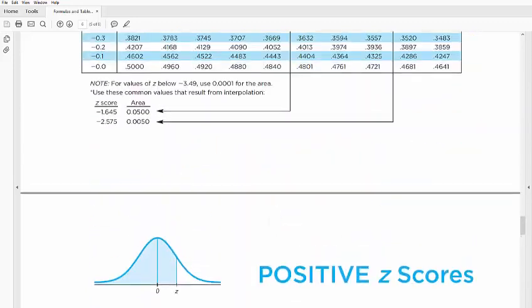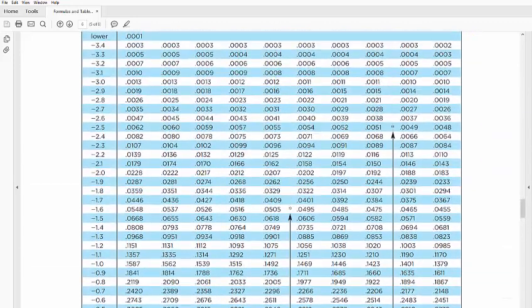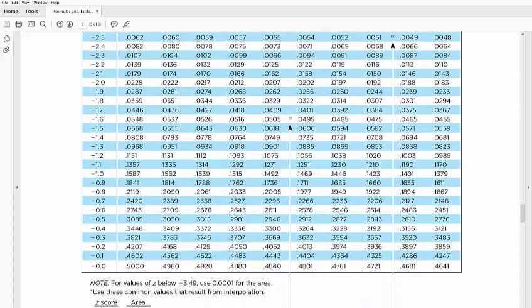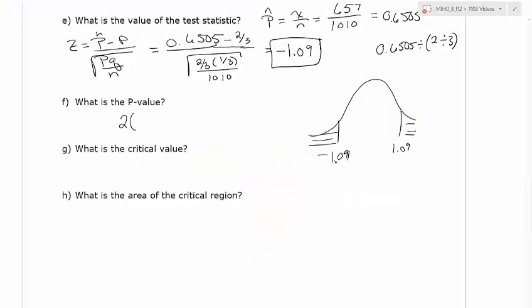So we need the negative side of the table, negative 1.09. So here's negative 1.0, and then we want to go all the way out to the end, 0.1379. And if you multiply that by 2, you get 0.2758. So again, when you're doing a two-tailed test, you have to remember to multiply your p-value that you get from looking up your test statistic in the table by 2, because you want both of those areas.